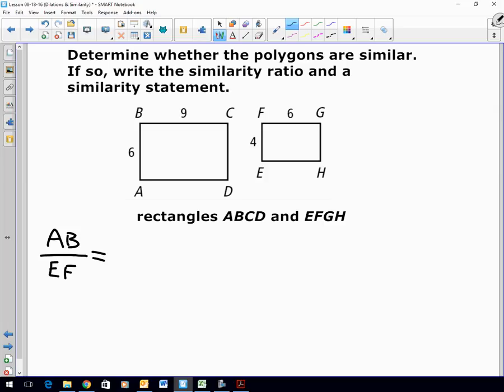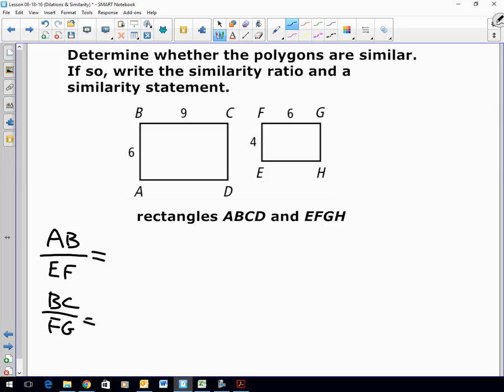Let's take the top. Side BC over side FG. BC over FG. Okay? That's all I'm doing to start the problem, just writing it down, making sure I get it right. Watch how I do this. A to B over E to F. B to C over F to G.